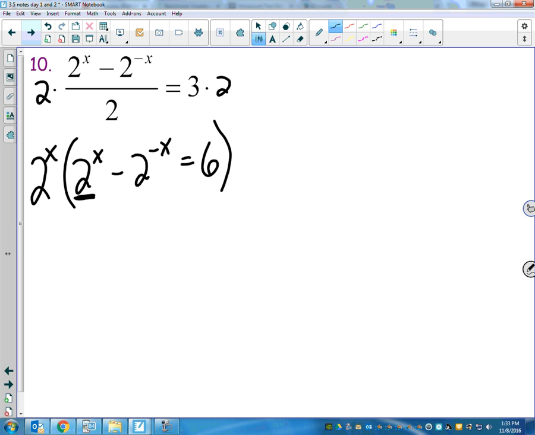What do I do with exponents when I multiply? I add them, so I keep the base 2, and then x plus x becomes 2 to the 2x. Oh, that's weird, right? And then on this one, 2 to the x times 2 to the negative x, if I add those, does that just become 2 to the 0?